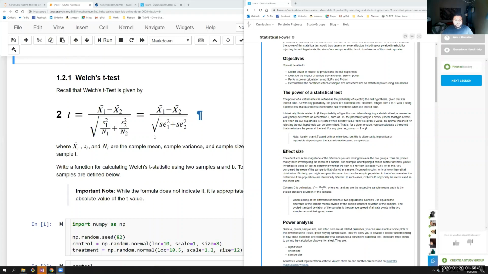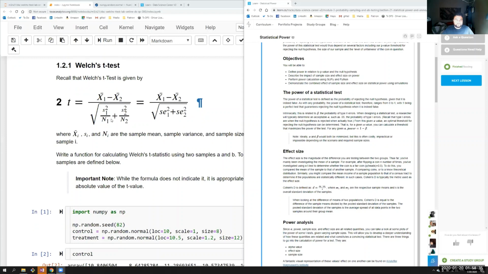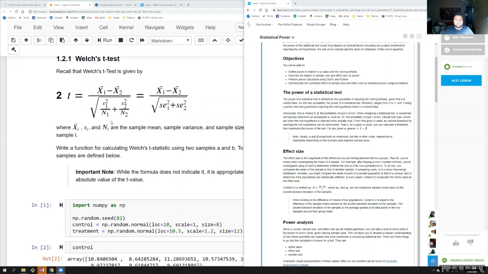Hey everyone, so now I'm going to walk through the Welch's t-test lab. It seems pretty straightforward. I think it just wants us to write out a function to calculate the Welch's t value or t-test. That's the formula that we had right there.